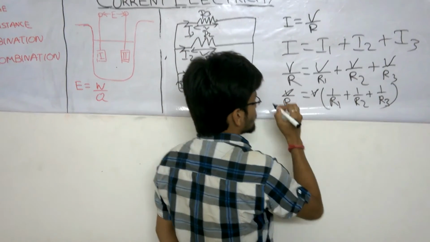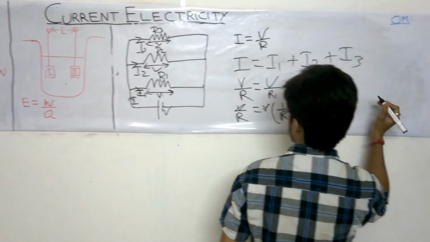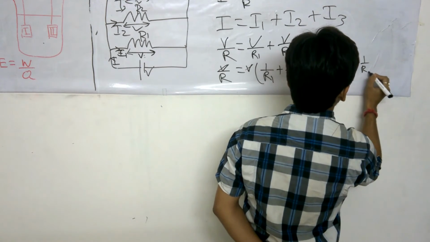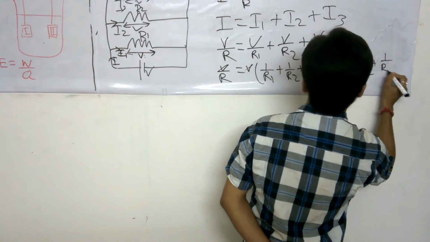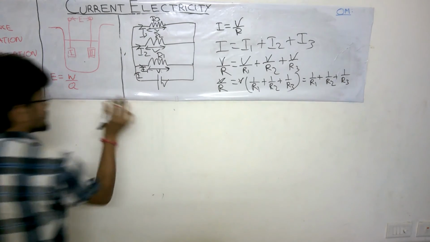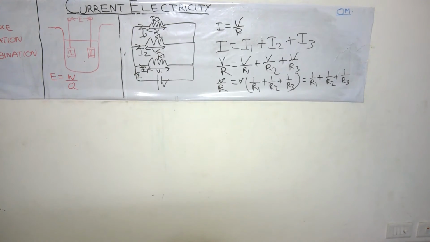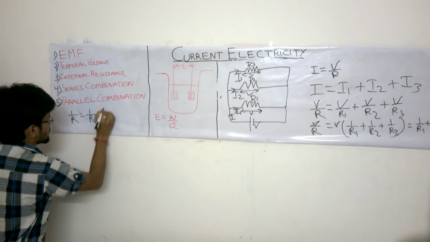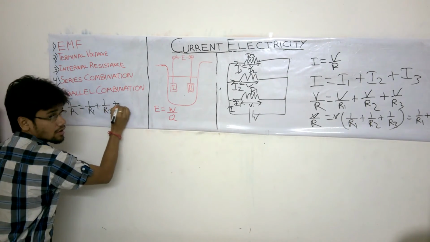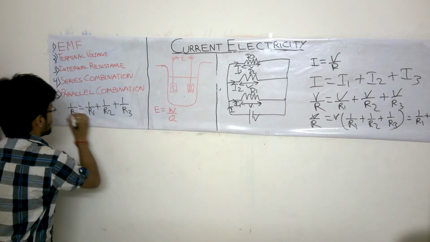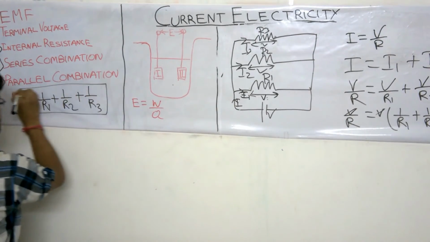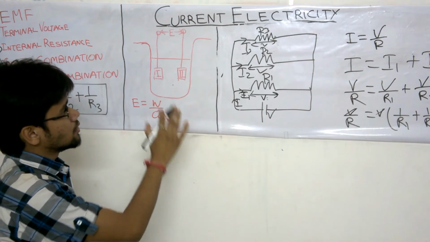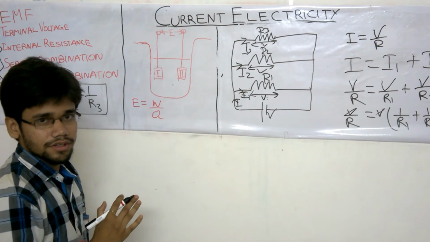V will get cancelled off. We will get 1 by R1 plus 1 by R2 plus 1 by R3. I am writing the equation here since we don't have space here. So basically this equation is 1 by R is equal to 1 by R1 plus 1 by R2 plus 1 by R3. So this combination is known as the parallel combination. Why we use this combination? Since we need to reduce the resistance in a particular circuit.